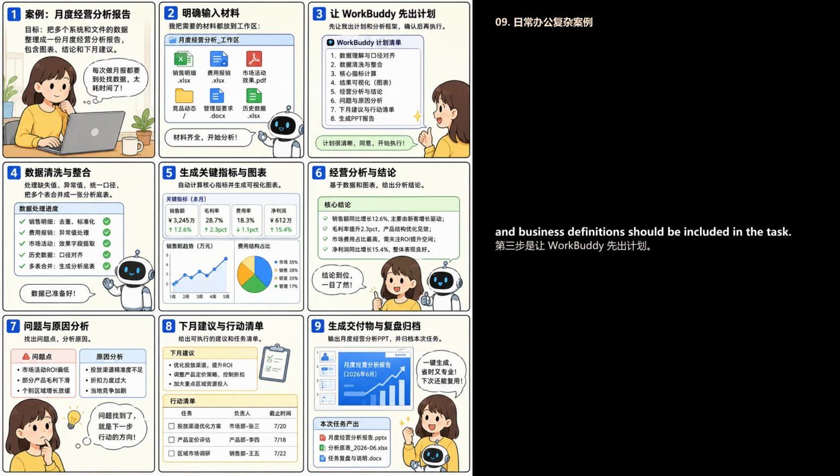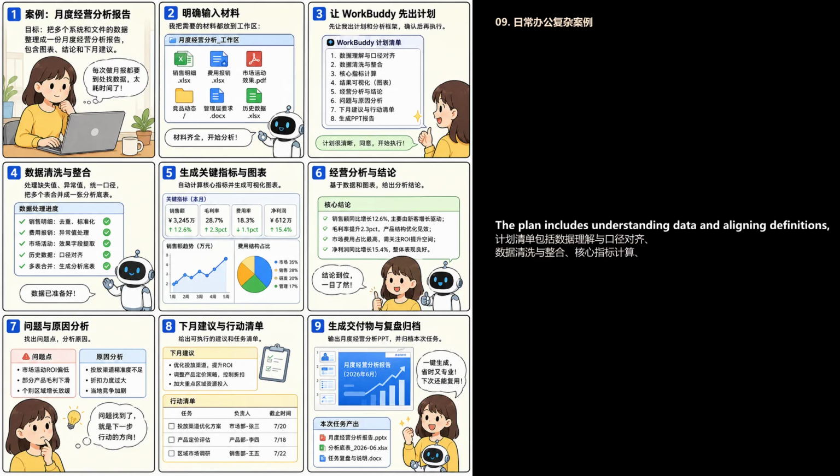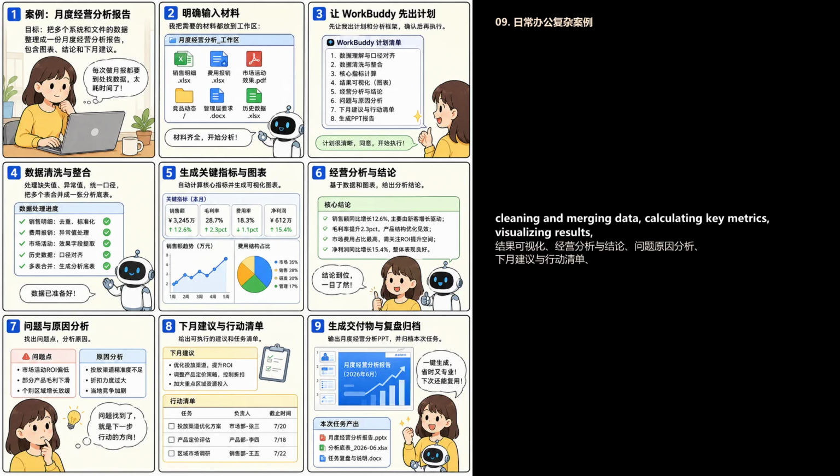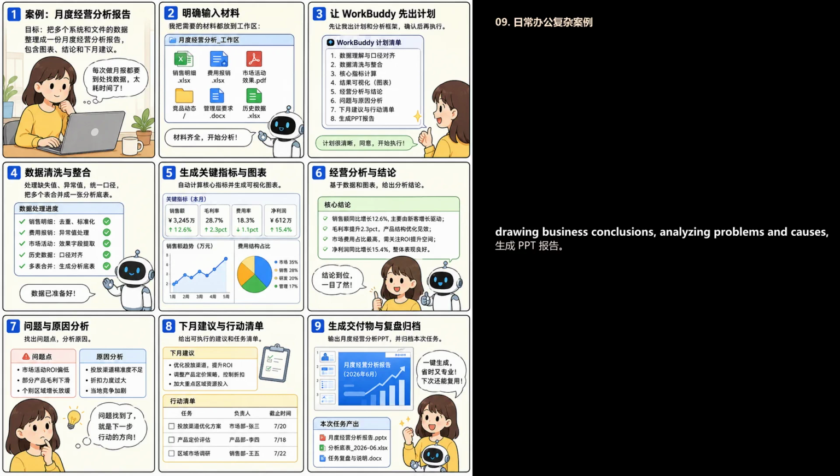The third step is asking WorkBuddy to make a plan first. The plan includes understanding data and aligning definitions, cleaning and merging data, calculating key metrics, visualizing results, drawing business conclusions, analyzing problems and causes, producing next month recommendations and action items, and generating a PowerPoint report. Reviewing the plan before execution reduces rework.